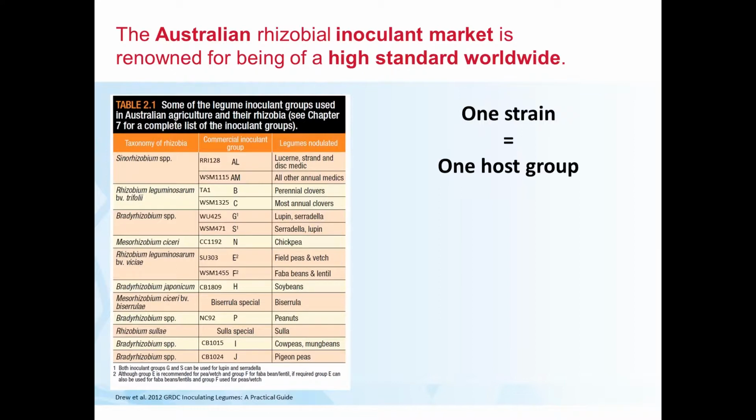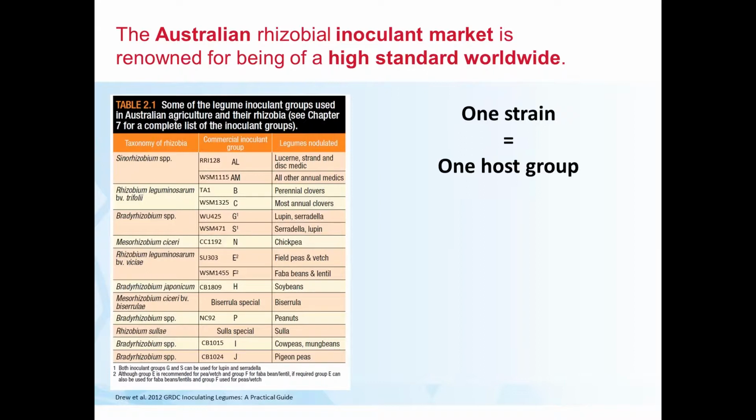So instead of every company or every research group having their own strains for commercial use for different legume hosts, there is one strain for one host group in Australia. And the process to change this strain for a host group is quite extensive. So I wanted to run you through some fun facts about some of our strains in the commercial program.